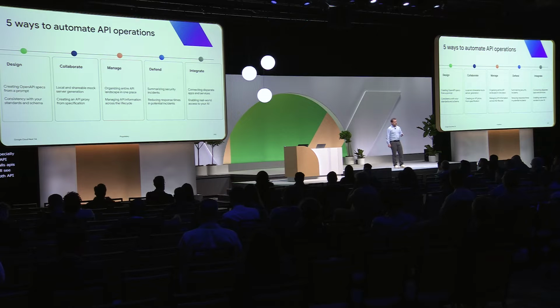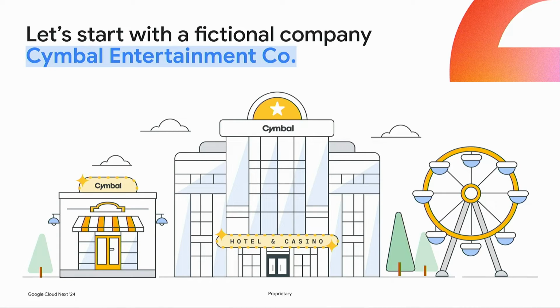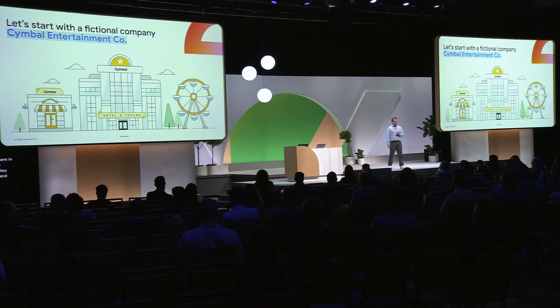And then we're going to talk about integrating the API with other business processes. So you have a lot of folks in the organization who want to use APIs, but they're not necessarily professional developers. OK. So let's start with a fictional company heavily inspired by our location here in Las Vegas. They're called Symbol Entertainment. They have hotels and casinos and theme parks and restaurants and all sorts of really neat things.